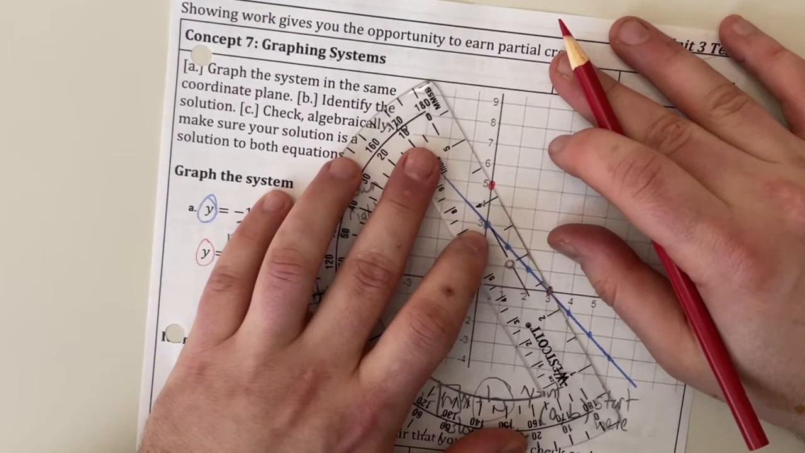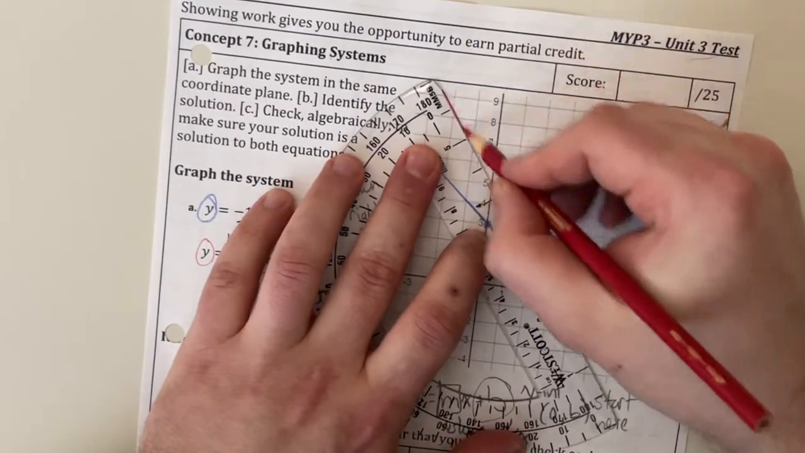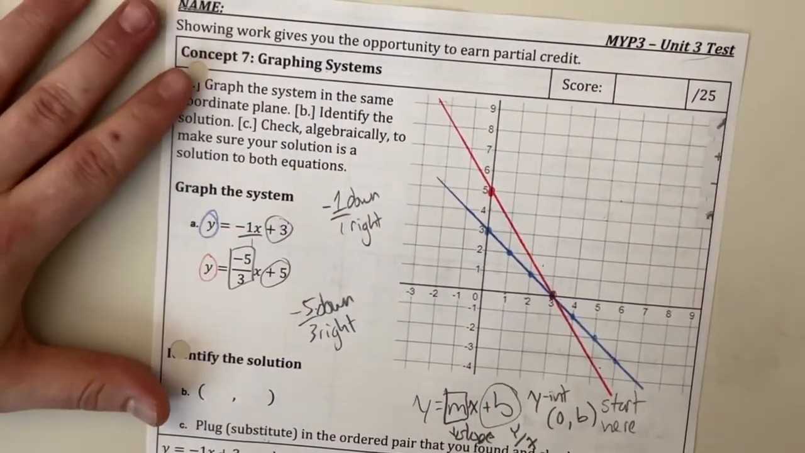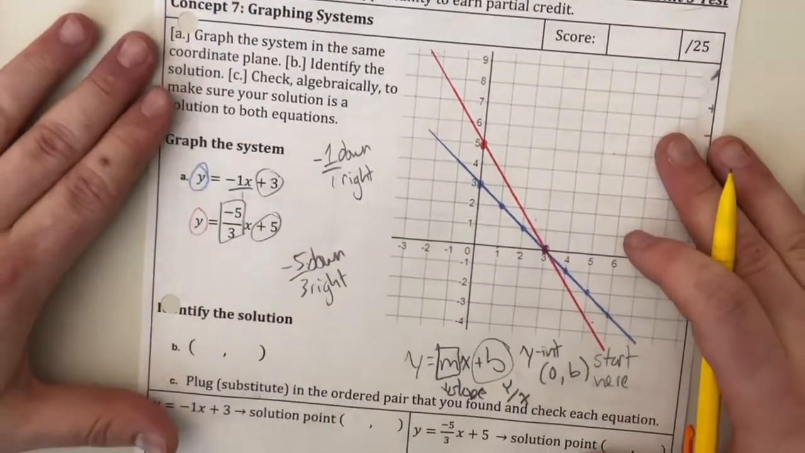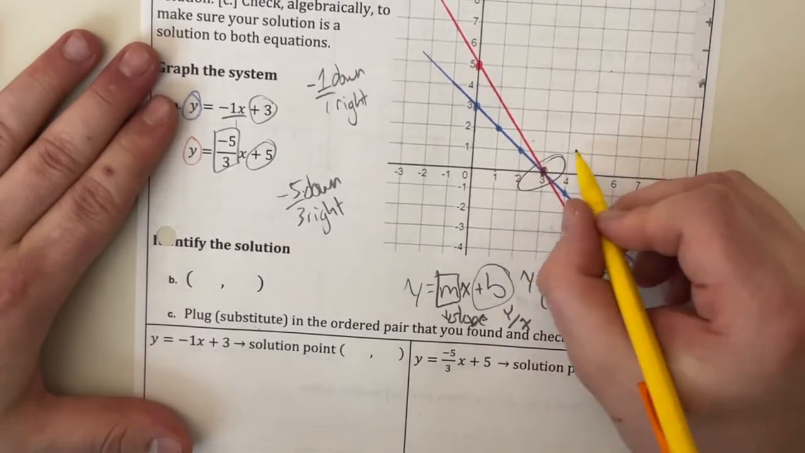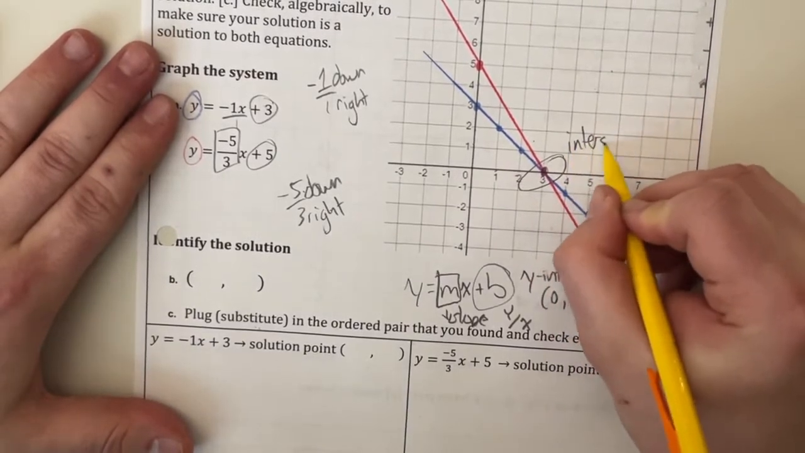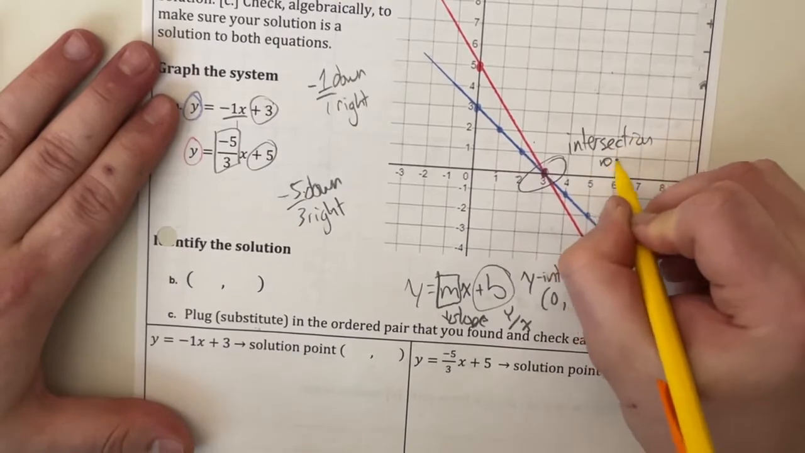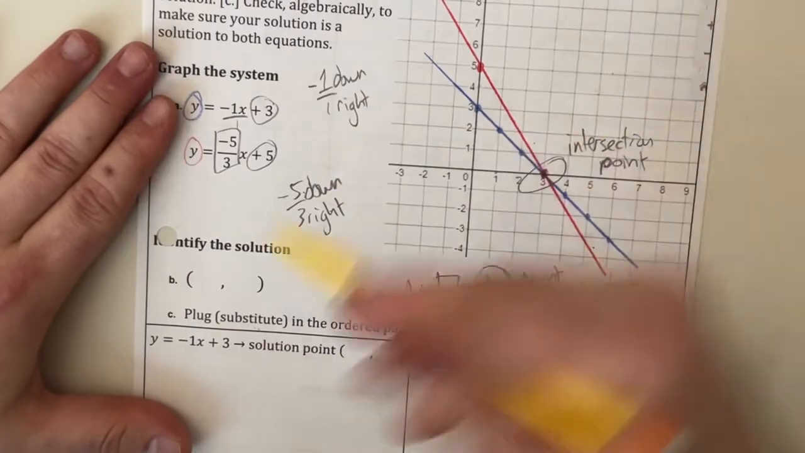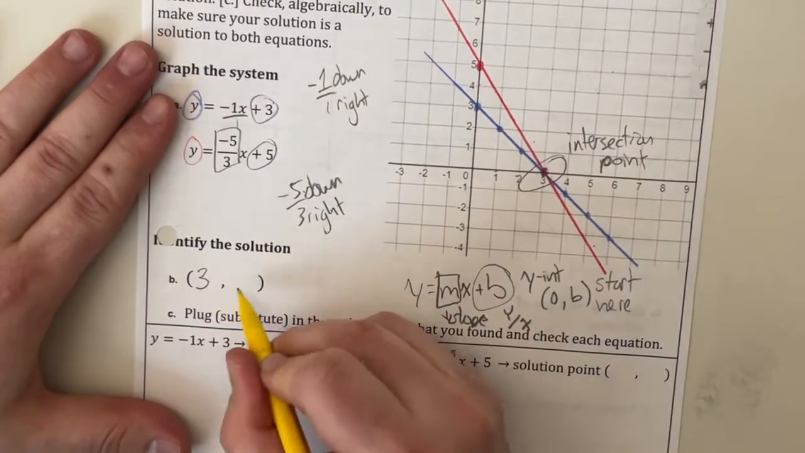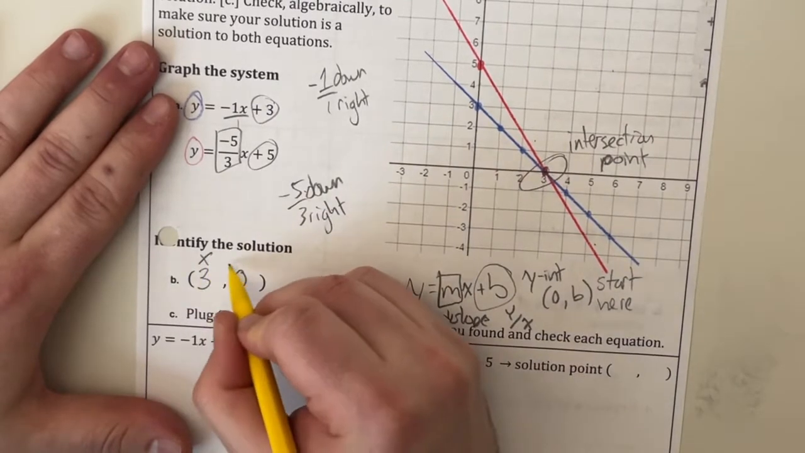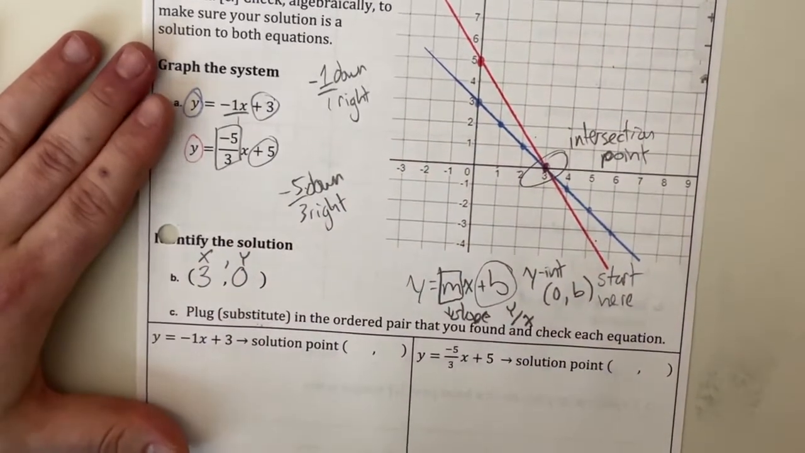Something like this. Do take your time as you're doing it, that way it's nice and accurate. Now, where's the point of intersection, meaning where do they cross? That's going to be my solution. These two lines are equal at this point, meaning the solution to this system is the point (3, 0). Always write your ordered pair as an x and a y value.